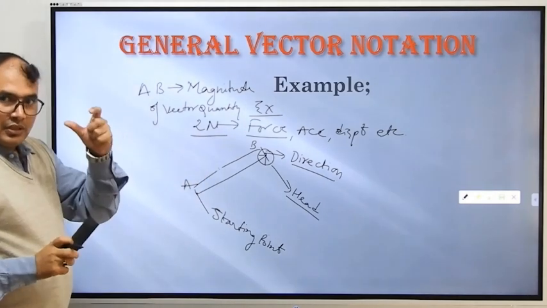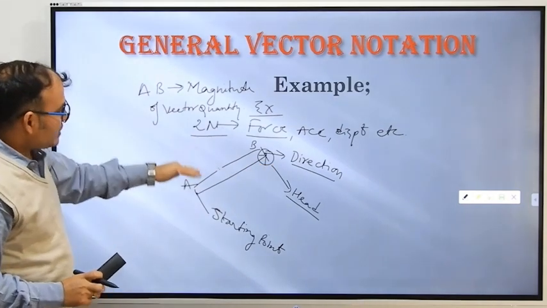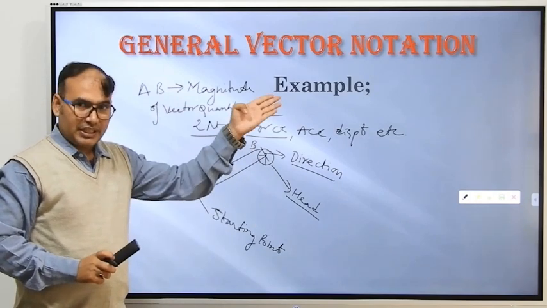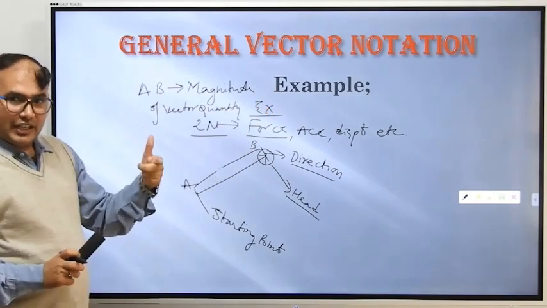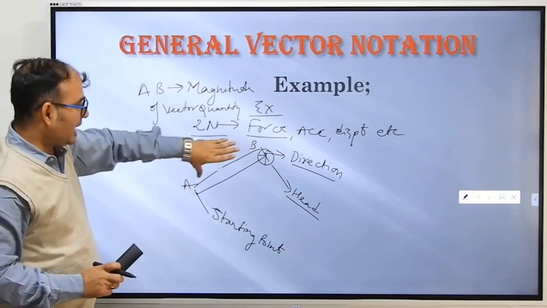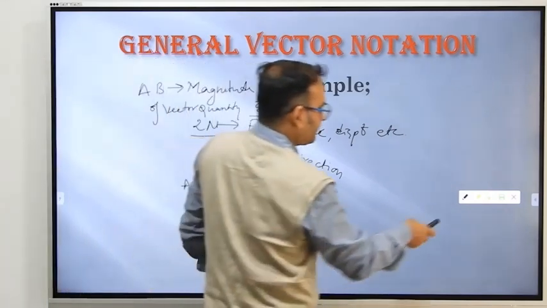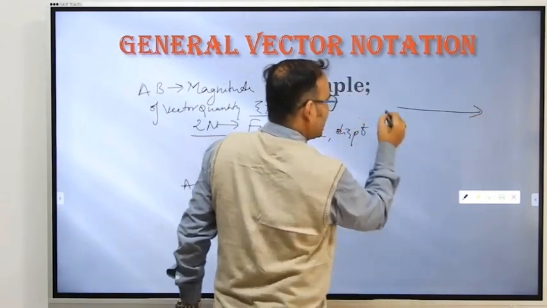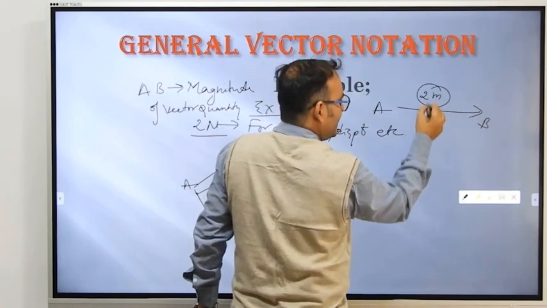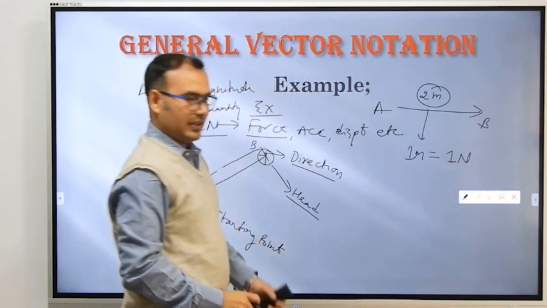So what I told you is, a vector is represented by an arrow. The head gives the direction of that particular vector, the tail gives the starting point of the vector, and the length of this arrow gives the magnitude of the vector. I'm giving you another example. Like this is a vector, any vector AB. Suppose the length of this is 2 meter and the scale is 1 meter equal to 1 Newton.